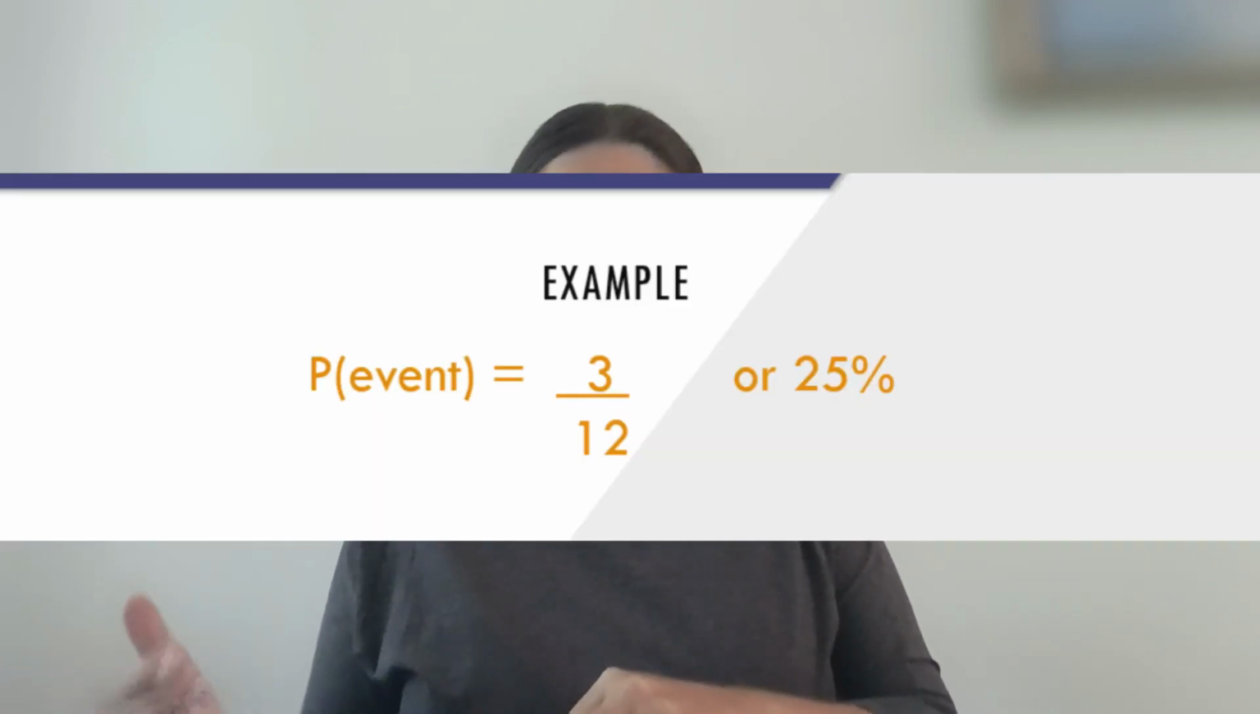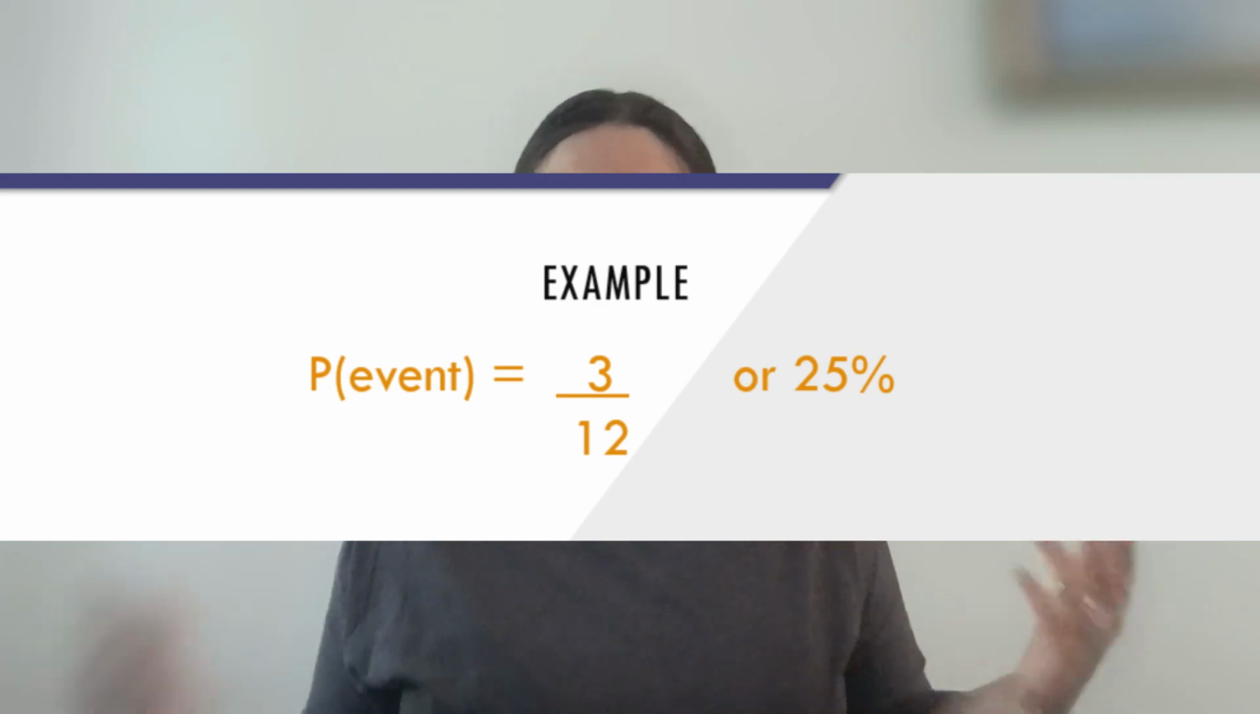So we have 3 months that all start with the letter J. All the other months do not. So our formula, P(event), equals our number of favorable outcomes over the total number of outcomes. So our favorable outcomes is 3 and our total is 12. So our probability would be 1 over 4 or 25%.